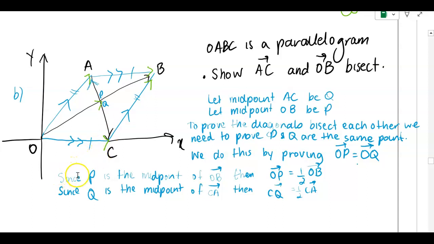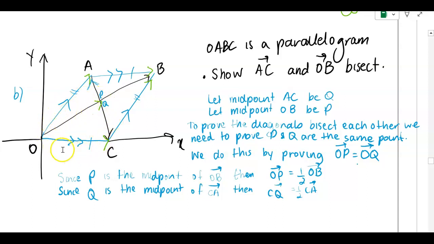Okay, so let's have a look what else I've written. Since P is the midpoint of OB, so from O to B, P is midway, we're saying that vector OP is half of vector OB. And the same with the other side. Since Q is the midpoint of CA, remember I've popped that from C to A, then CQ is equal to half of CA.